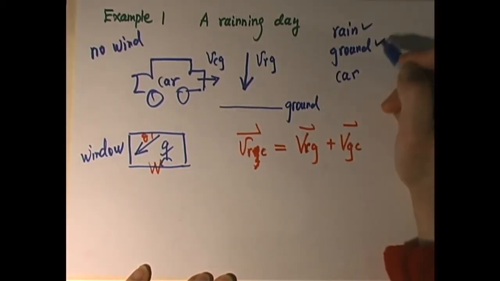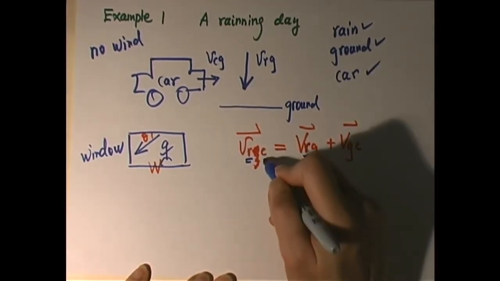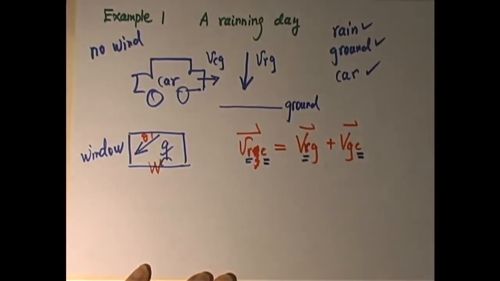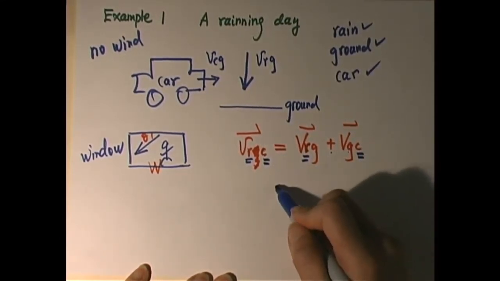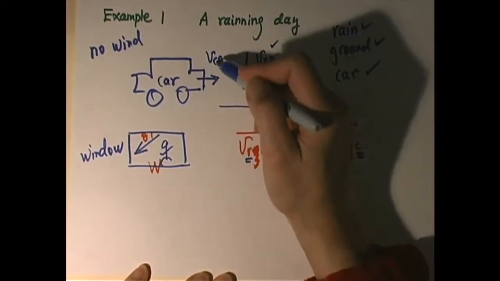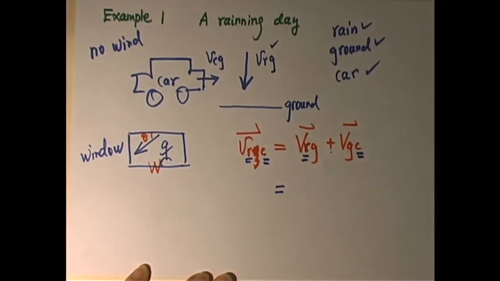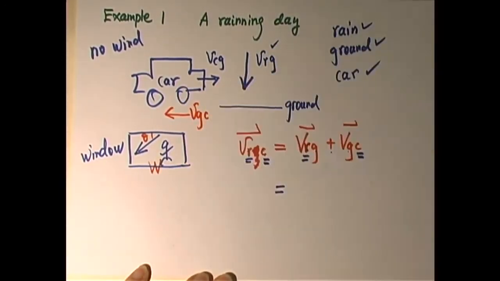Remember the three parties: rain, ground, car? Rain is the first one, car is the last one, and the third party is in the middle. So rain to the car is rain to the ground plus ground to the car. This is a vector sum. Let's take a look. Rain to the ground is this guy. Car to the ground is to the right. Then ground to the car is this way. V ground to the car is opposite.